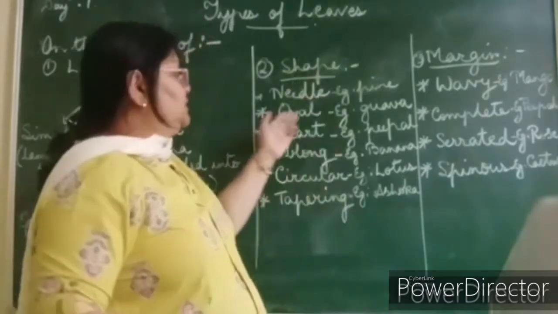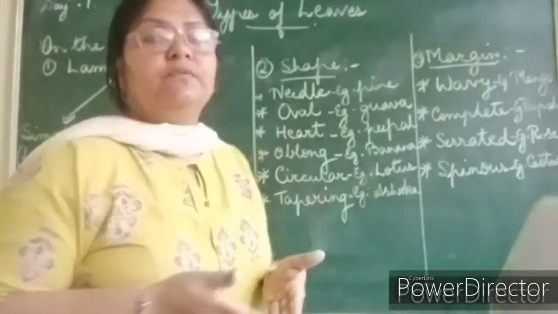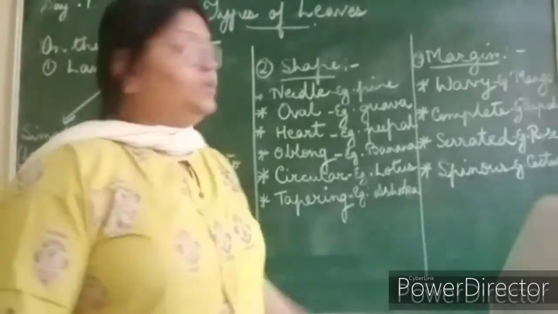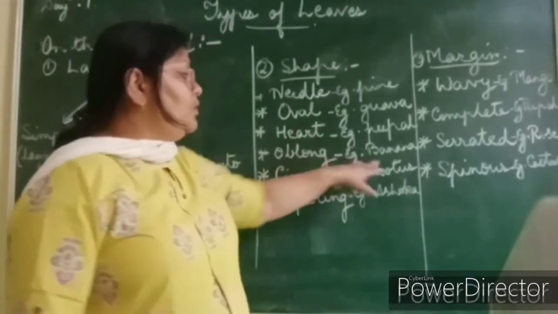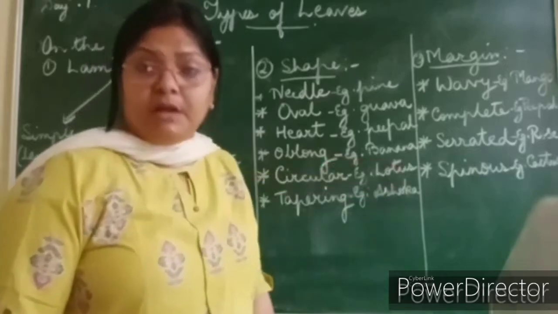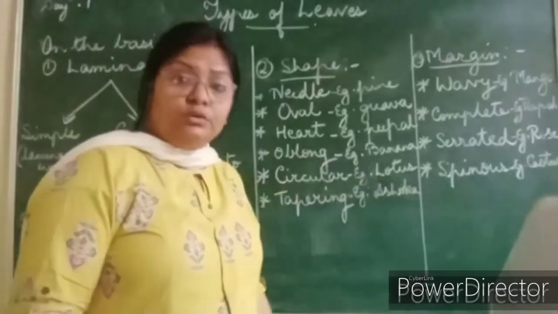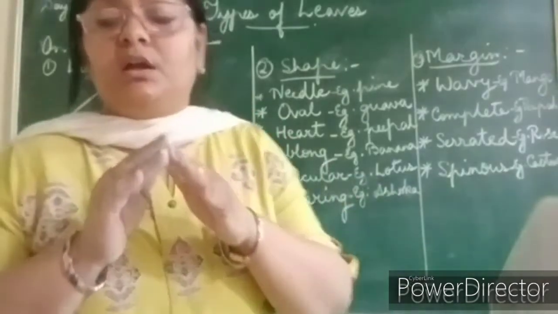Next, the oval leaf. The oval shaped leaf is found in the guava plant. You must have seen the heart shape. Heart shaped leaf you see in a peepal plant. Oblong shaped leaf you see in a banana plant. Circular in a lotus plant. Tapering in an ashoka plant.